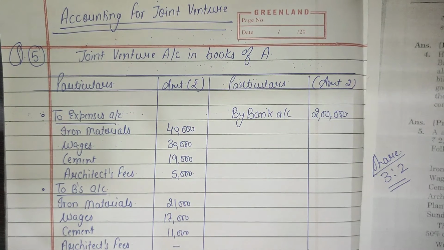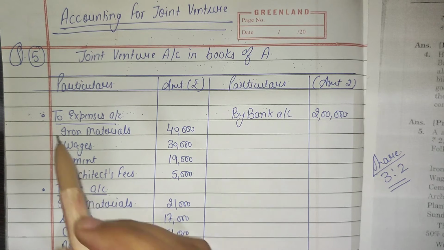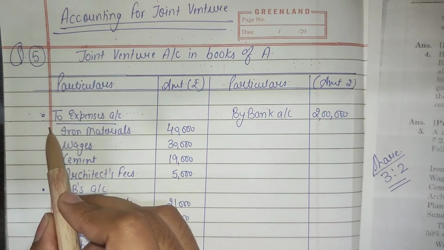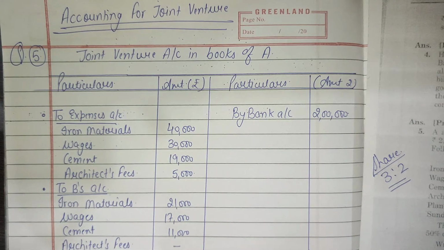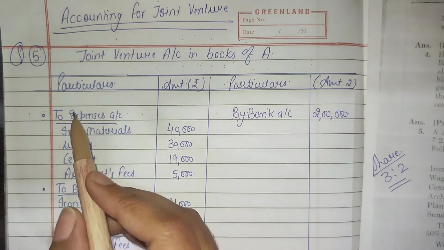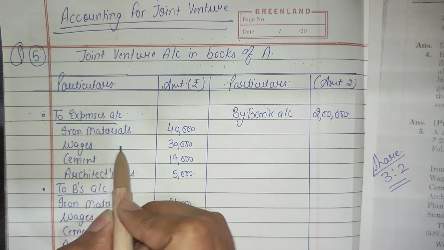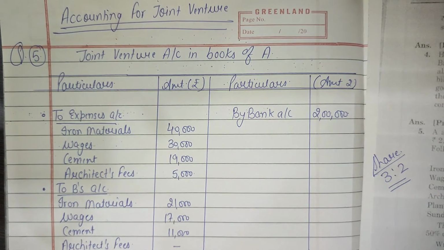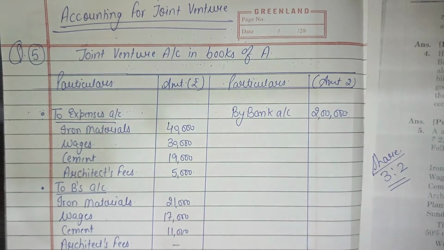As you can see, I have not mentioned "in the books of A" or A's account. I have mentioned 2 expenses account. इसे हम ऐसे भी कर सकते हैं 2 expenses account और इसे हम individual entries भी डाल सकते हैं. For example, to iron materials account, to wages account, to cement account, to architect's fees account, and we can also mention it in this way also.